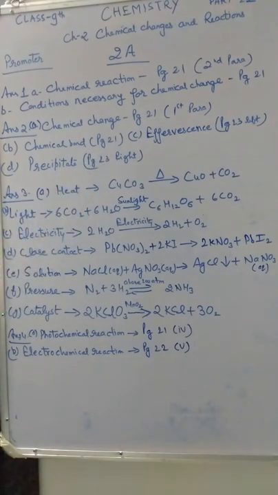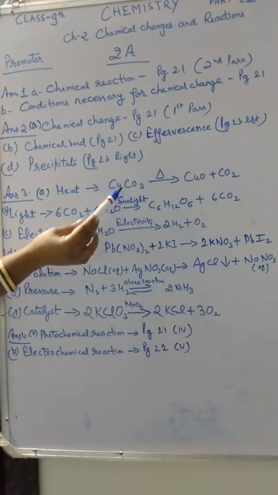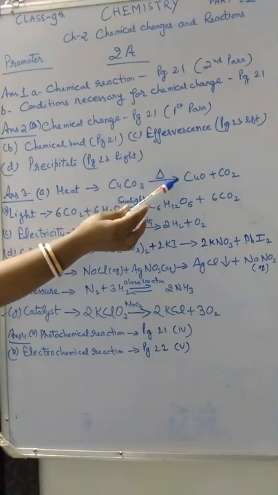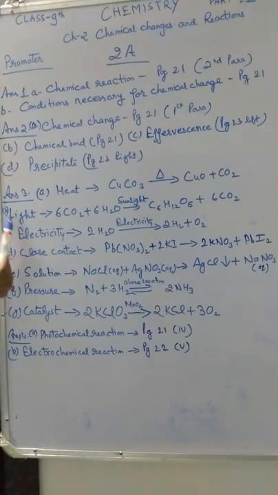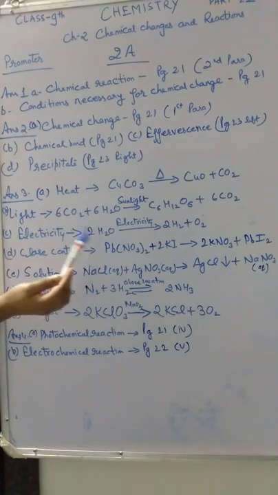Now question number 3. Give an example of a reaction where the following are involved. First one is heat. You have to give one example for these conditions. For heat I have given the example of CuCO3. When it decomposes in the presence of heat, it decomposes into copper oxide and carbon dioxide. Second one, light: I have given the example of photosynthesis. Third one, electricity: I have given the example of water. Fourth one, close contact: the lead nitrate and potassium iodide example I have given.